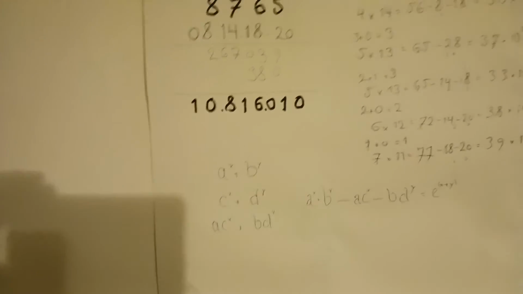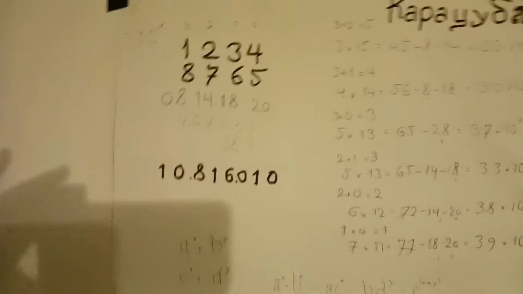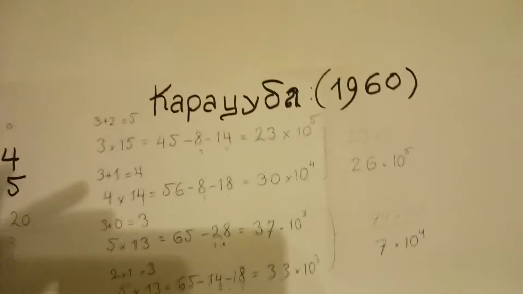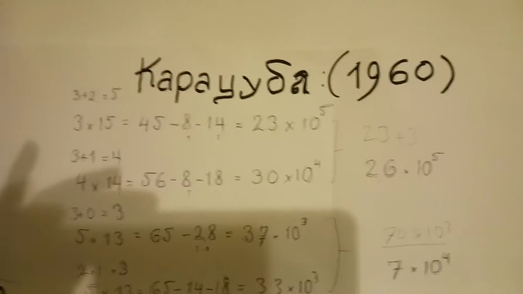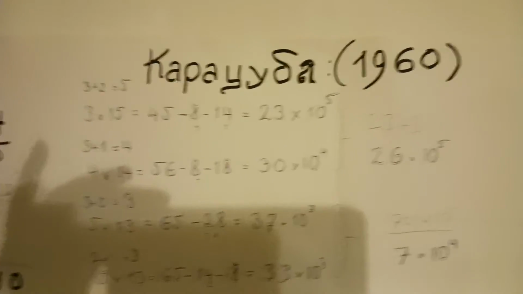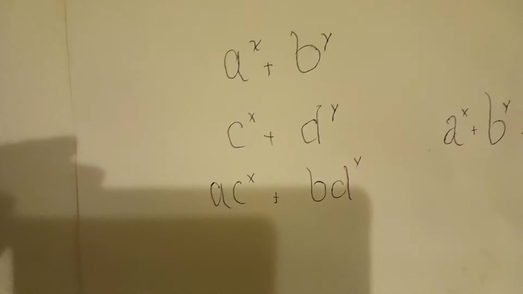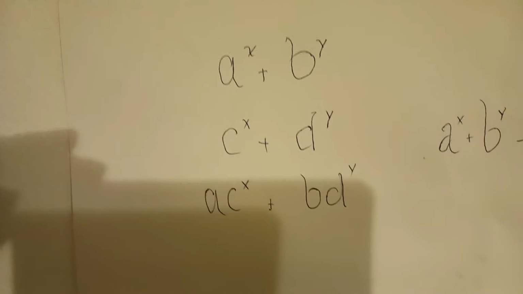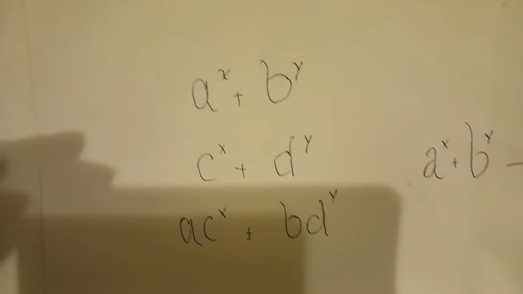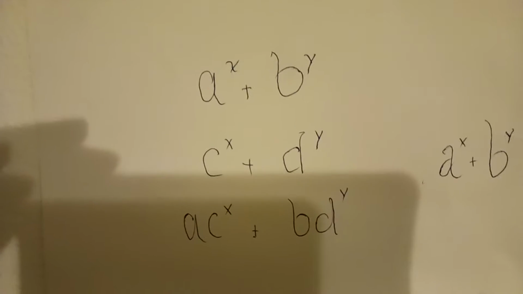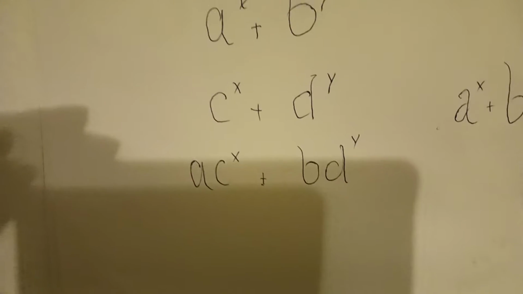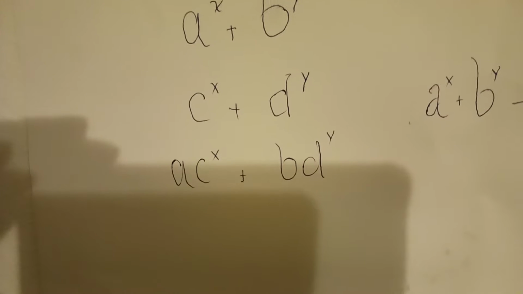This video explains the essence of the Karatsuba algorithm. Now, Karatsuba was a Russian guy who in 1960 came up with this little whiz-bang, which is a to the power of x plus b to the power of y multiplied by c to the power of x plus d to the power of y.